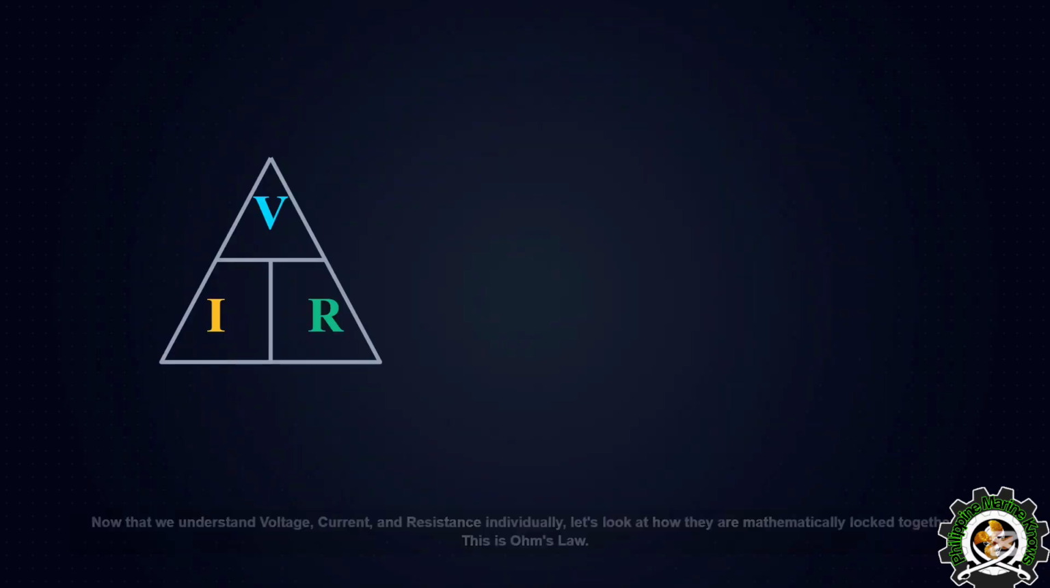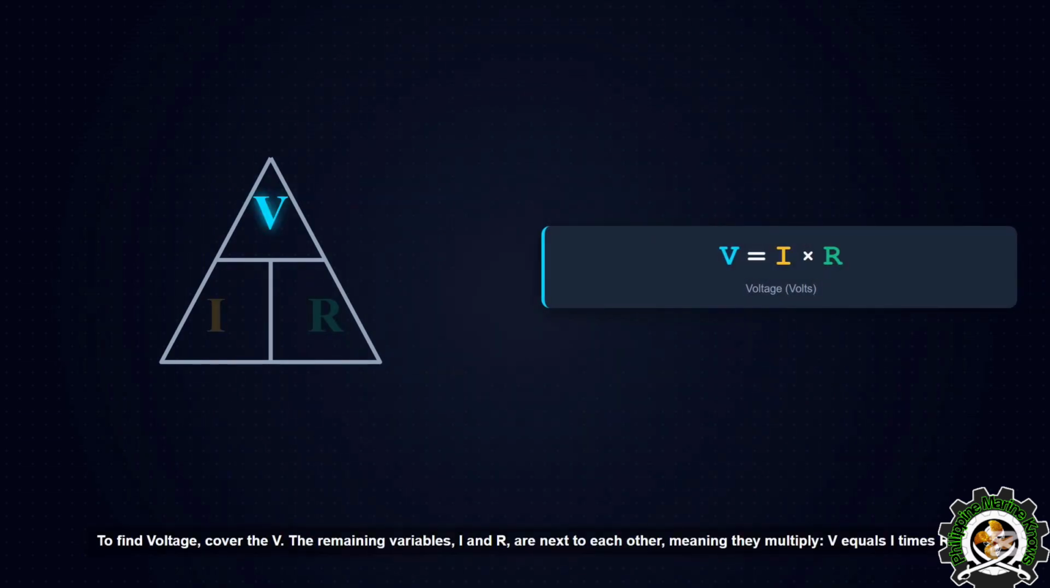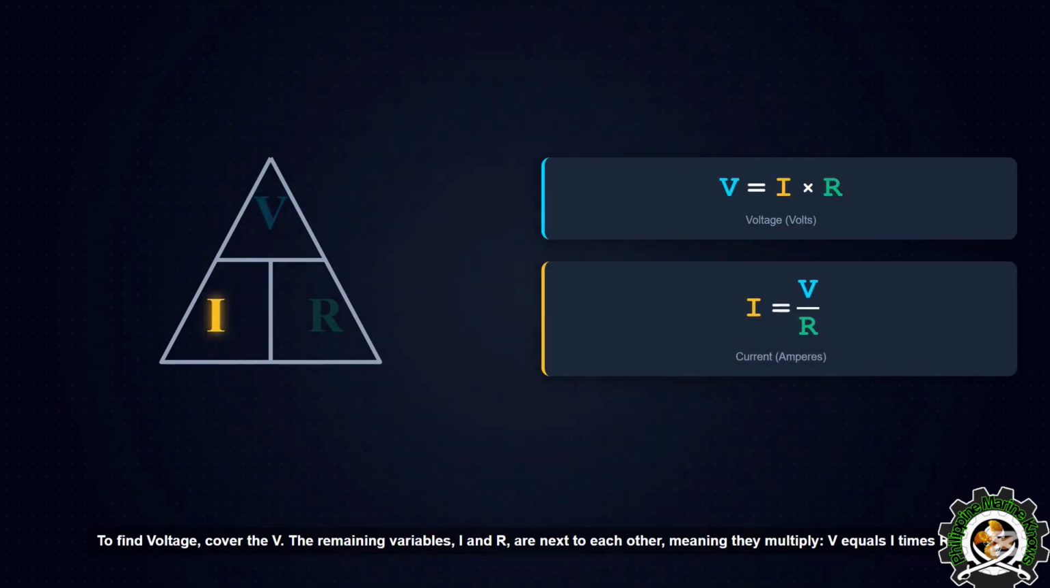This is Ohm's law. The easiest way to remember this relationship is the Ohm's law triangle. Voltage, the electrical pressure, always sits at the top. To find voltage, cover the V. The remaining variables I and R are next to each other, meaning they multiply. V equals I times R.